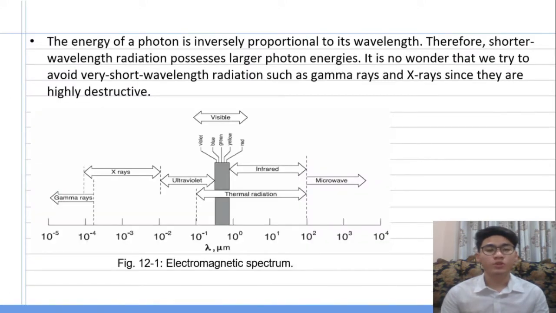The energy of a photon is inversely proportional to its wavelength. Therefore, shorter wavelength radiation possesses larger photon energies. It is no wonder that we try to avoid very short wavelength radiation such as gamma rays and X-rays since they are highly destructive. Note that in Einstein's theory, h and c are constant, thus the energy of a photon is inversely proportional to its wavelength. Therefore, shorter wavelength radiation possesses more powerful photon energies, which is why X-rays and gamma rays are highly destructive.